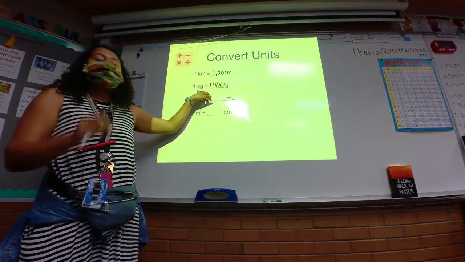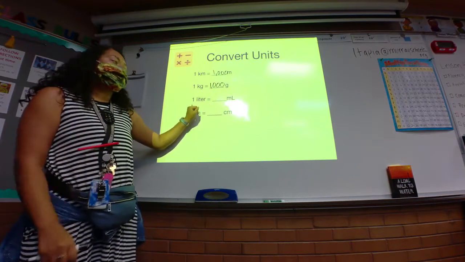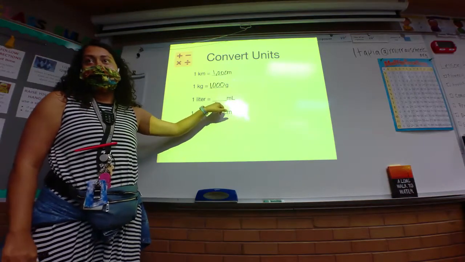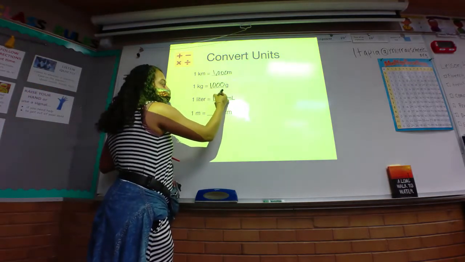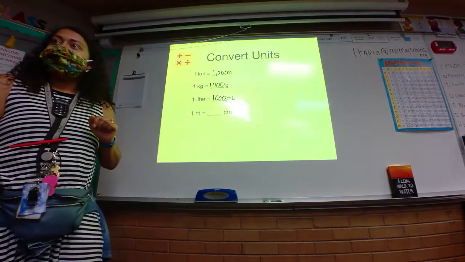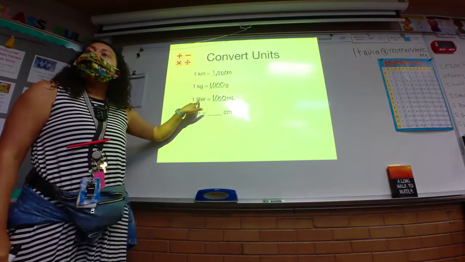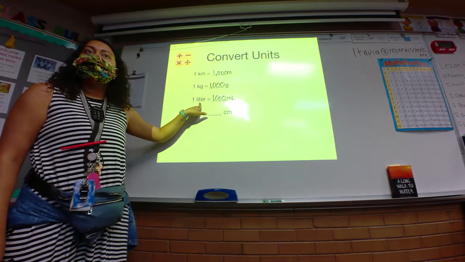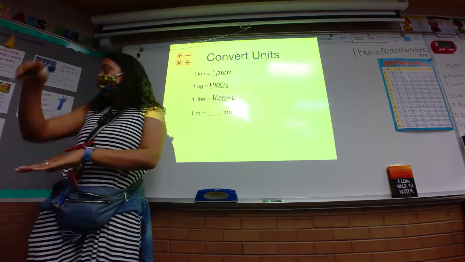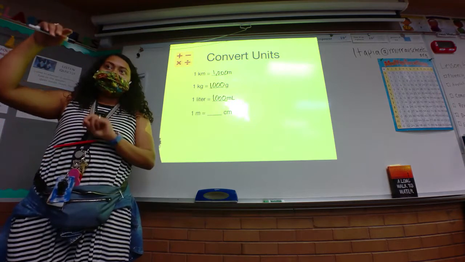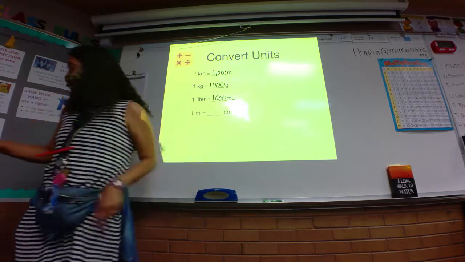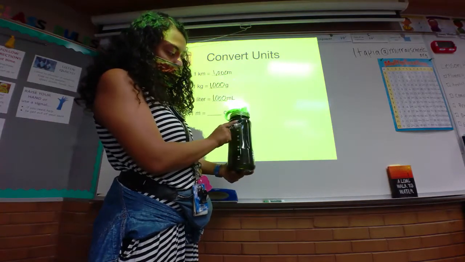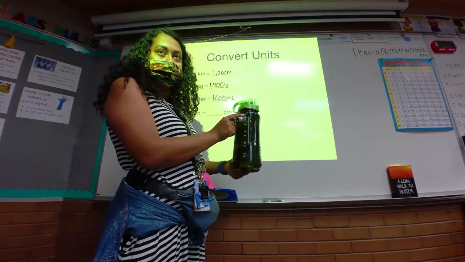Ready? Okay, next one. Write it down below. 1 liter equals blank milliliters. What do you think? 1,000. Okay, so liter is a measurement unit for liquid. Like the big soda bottles, those are 2 liters. So 1 liter is 1,000 milliliters. My water bottle right here is 2,000 milliliters. So how many liters is my water bottle? 2 liters.